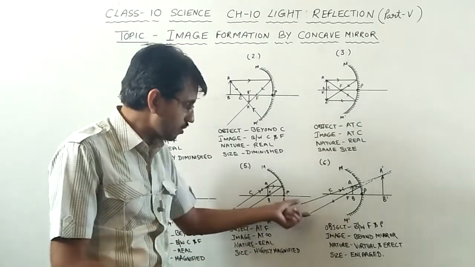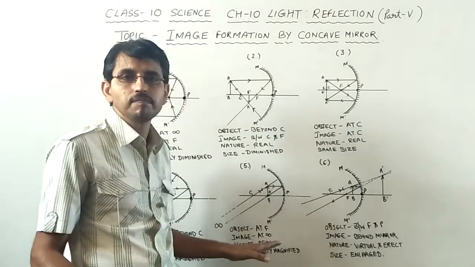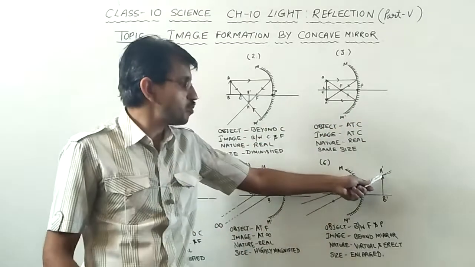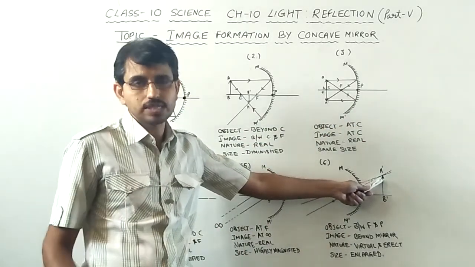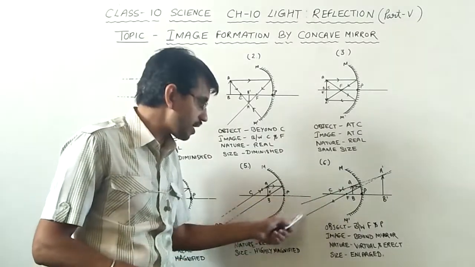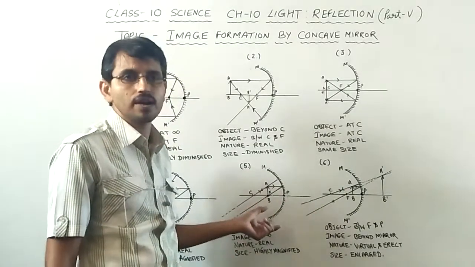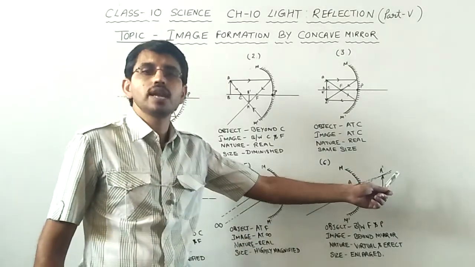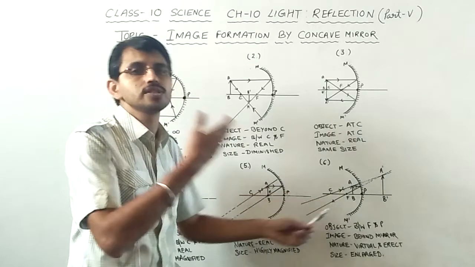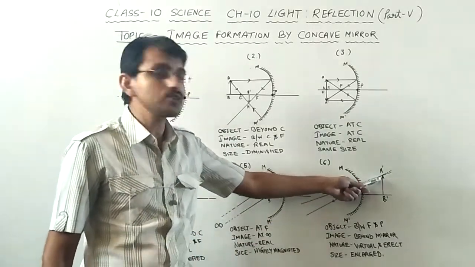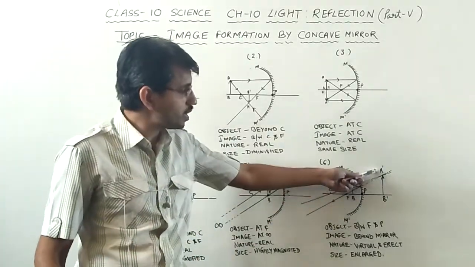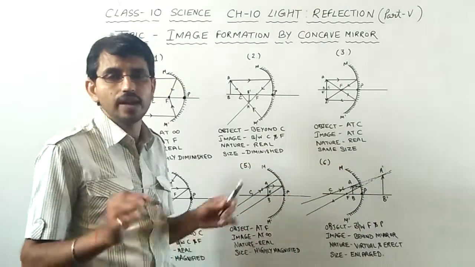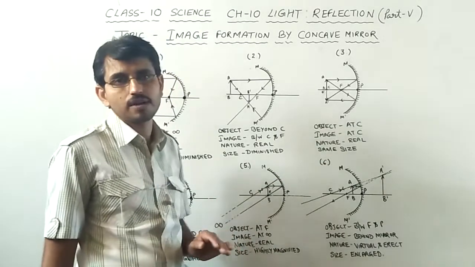Now these light rays are not going to meet anywhere in front of the mirror. But if they are reproduced behind the mirror, then they appear to meet at this point A dash. Once again, listen: if we retrace these lines behind the mirror towards the shaded side, then they would appear to meet, not actually meet, at A dash, where you will get a virtual, erect and enlarged image of the object.